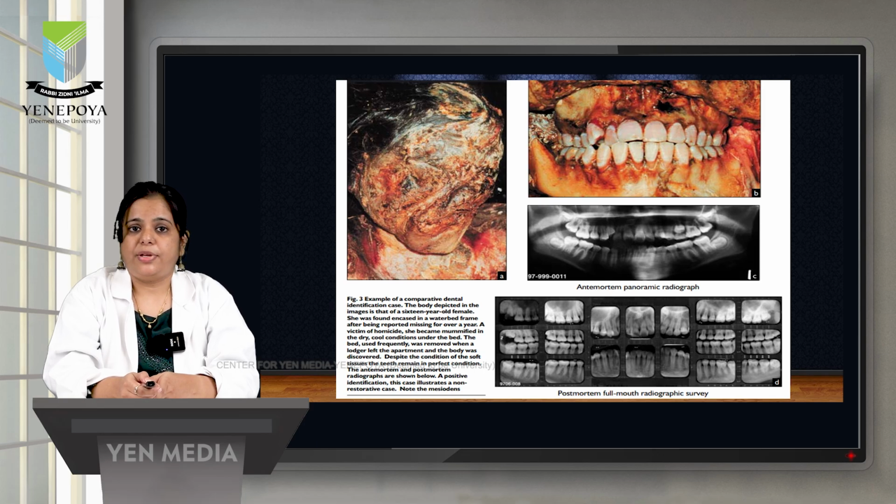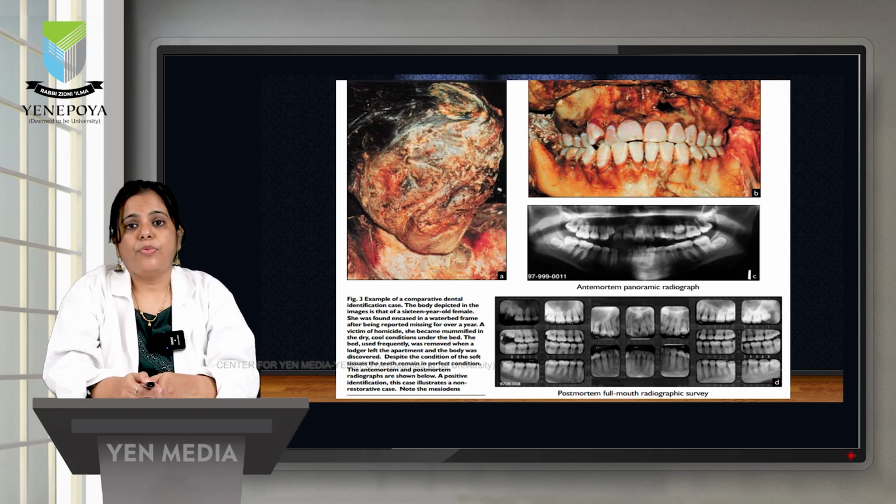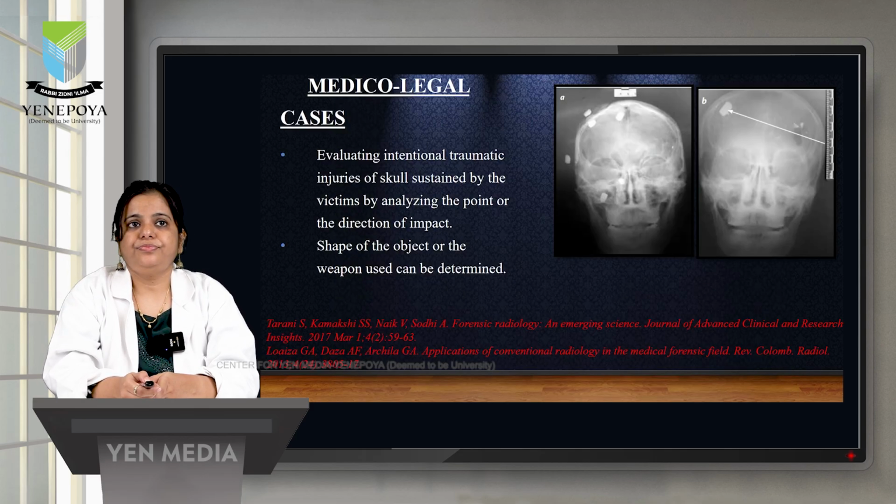So when we see this image, despite the severe destruction of the soft tissues, the teeth remained in perfect condition, and hence the antemortem and the postmortem radiographs were compared for the victim identification. When we specifically see here, this was a totally non-restorative case, first factor, and the second factor was the presence of a mesiodens. Because of these two important evidences, the victim was positively identified.